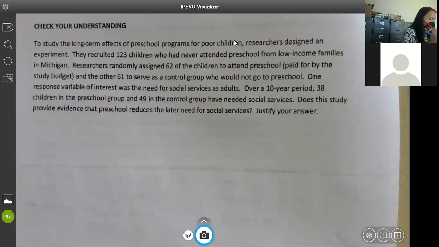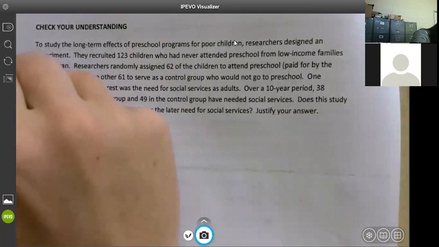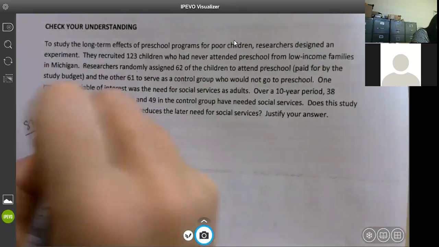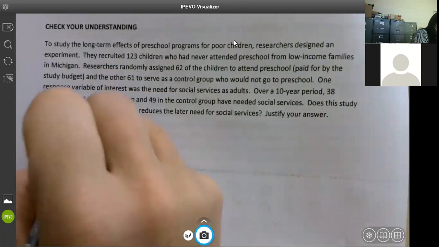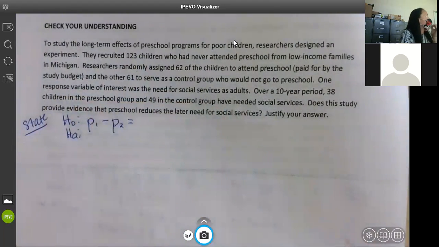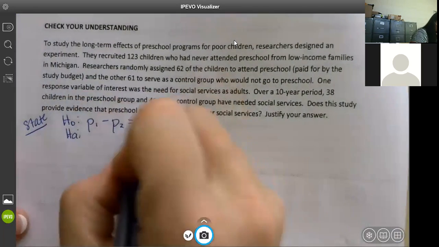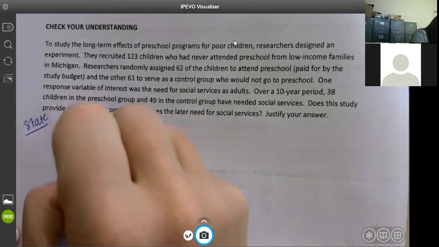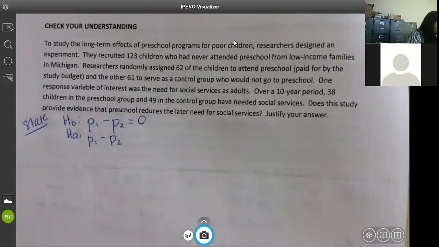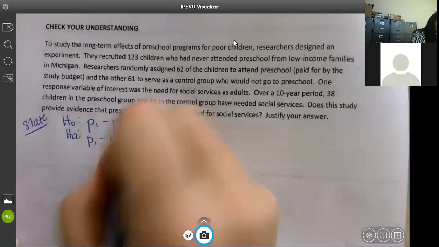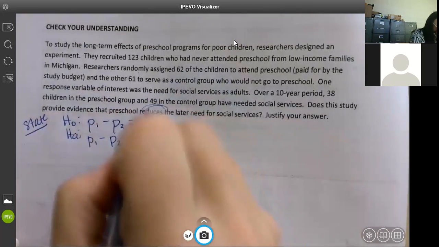All right, what's my state? What's your null hypothesis? Just P1 and P2, right? No hats, because that's the population proportion. P hat means the difference, or the sample proportion, is equal to 0, so there's no difference. What about alpha? Sorry, alternative is less than. Why is it less than? Yeah, it does say reduces right there.